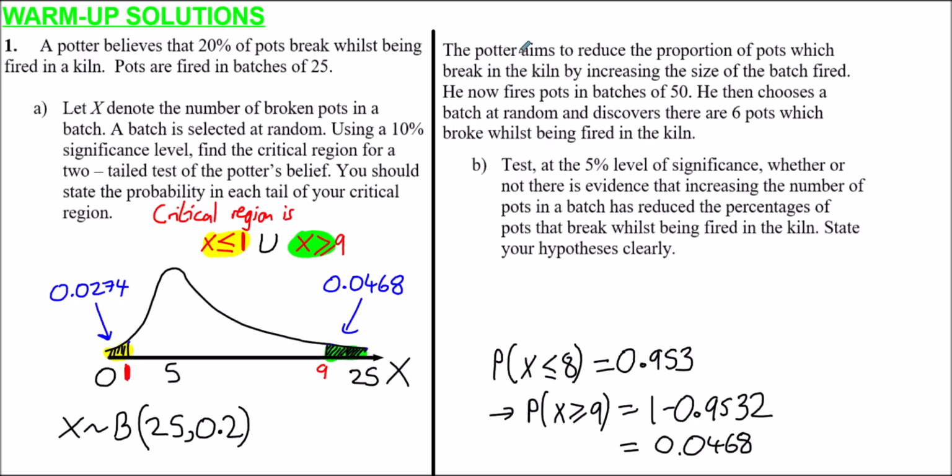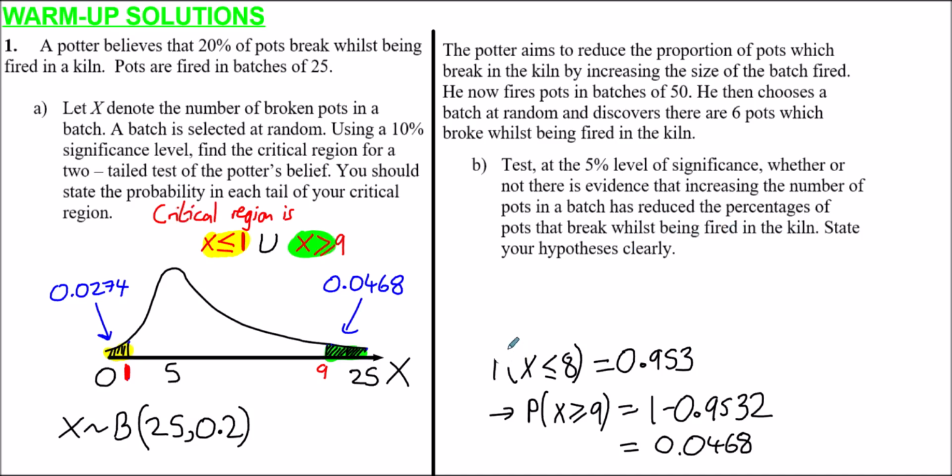So for part B, what it's saying here is a potter aims to reduce the proportion of pots which break in the kiln, as you would want to do, by increasing the size of the batch fired. He now fires pots in batches of 50, and he then chooses a batch at random and discovered there are 6 pots which broke whilst being fired in the kiln. Test at the 5% level of significance whether or not there is evidence that increasing the number of pots in a batch has reduced the percentages of pots that break whilst being fired in the kiln.